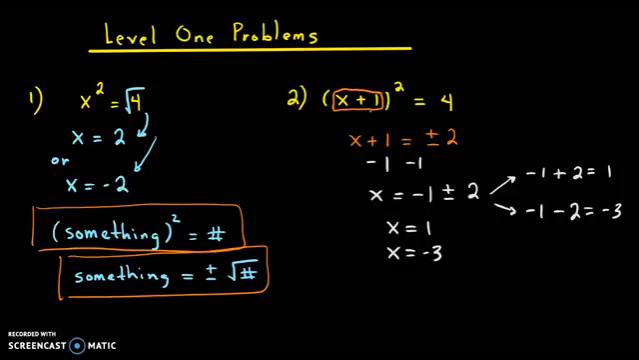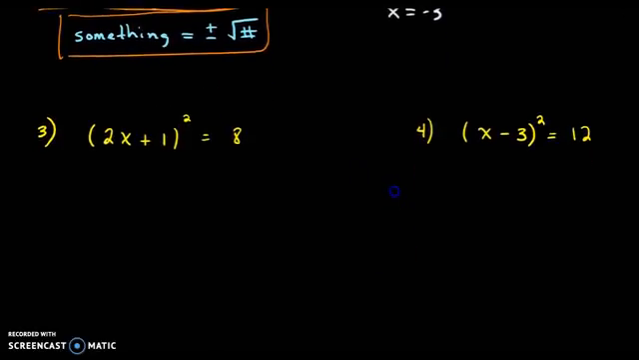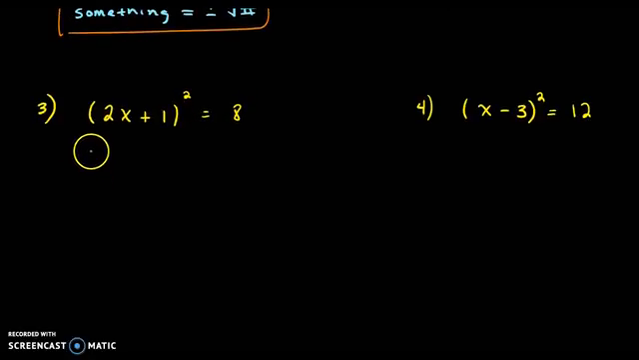Alright, so let's jump to another one. So let me just go ahead and scroll down here a little bit. Alright, so let's look at problem 3. Problem 3, we have something squared is equal to 8. So we know right away that something has to be equal. So let me go ahead and write our something. Our something here is 2x plus 1.